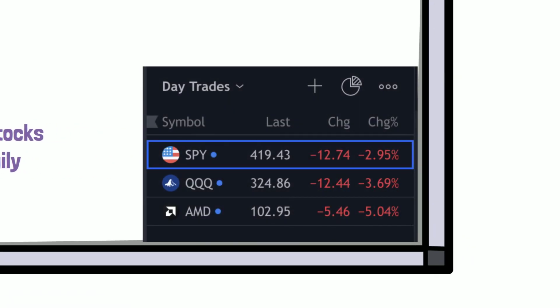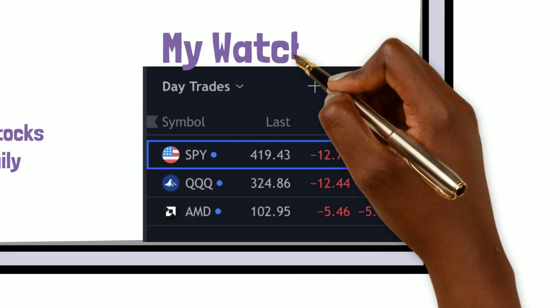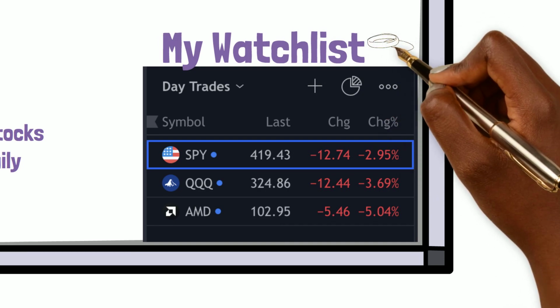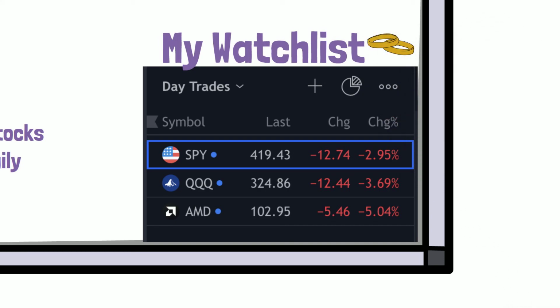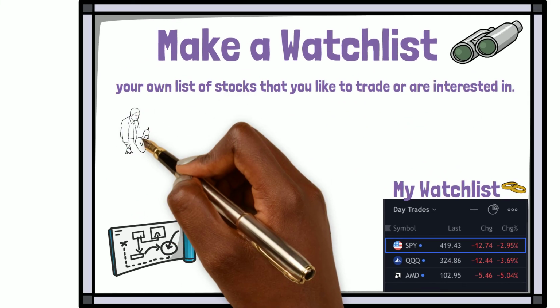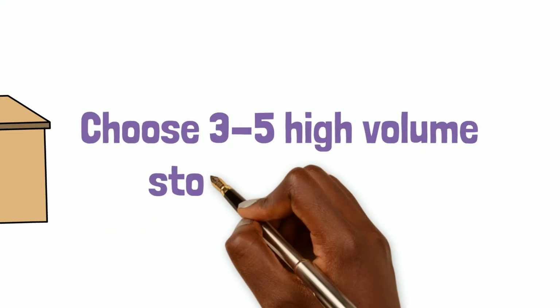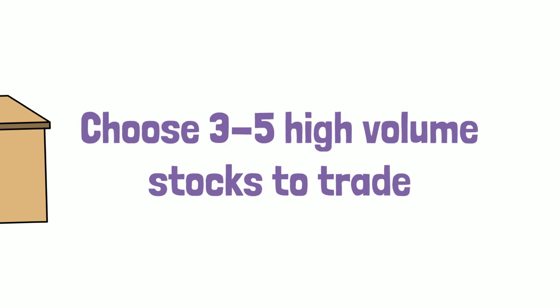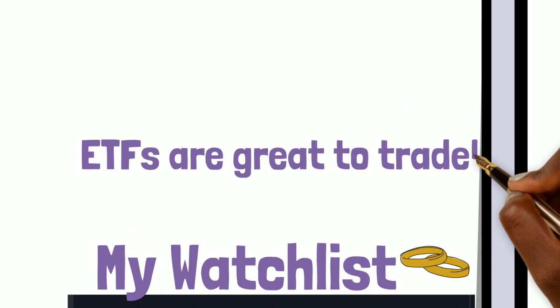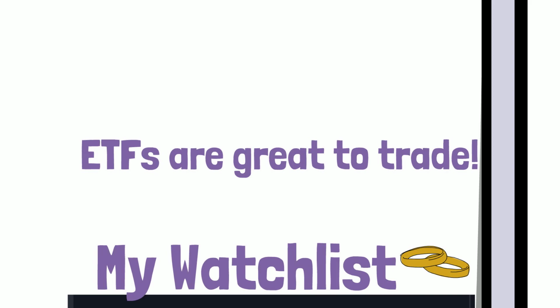At the moment, I only trade 3 stocks: SPY, which is an S&P 500 ETF, QQQ, which is a tech ETF, and AMD, which is a tech company that makes computer chips. I chose these stocks because they have a high volume and they have a tight spread. Also, I like trading ETFs because it takes a very big catalyst in order to affect the price. And even when it does affect the price, it isn't as abrupt and volatile compared to an individual stock.